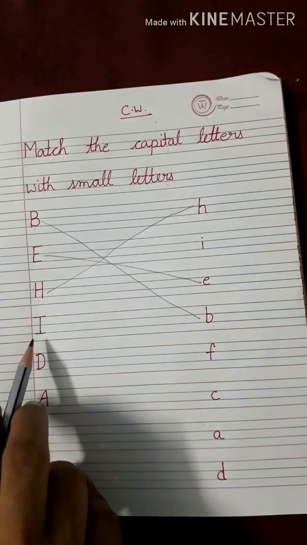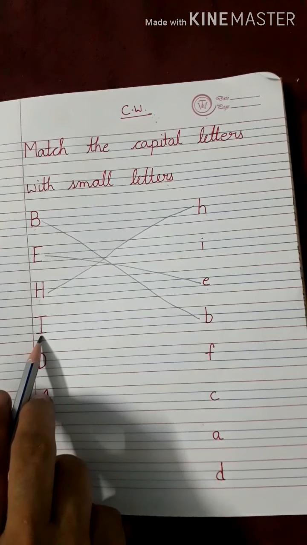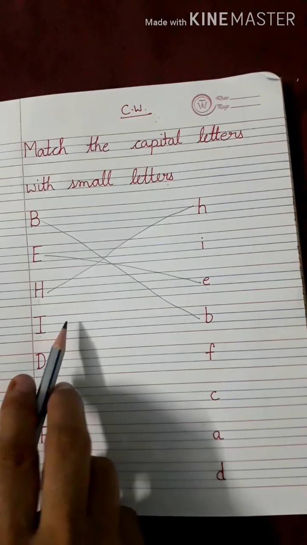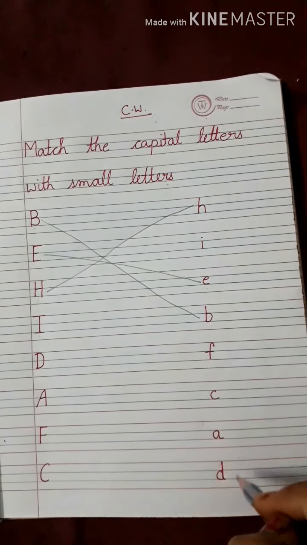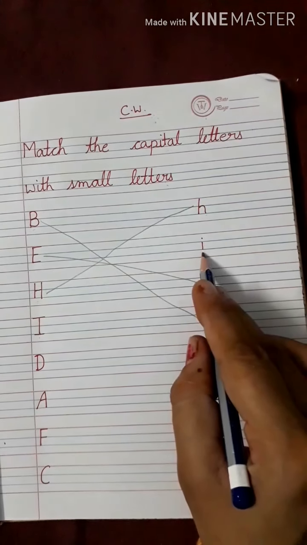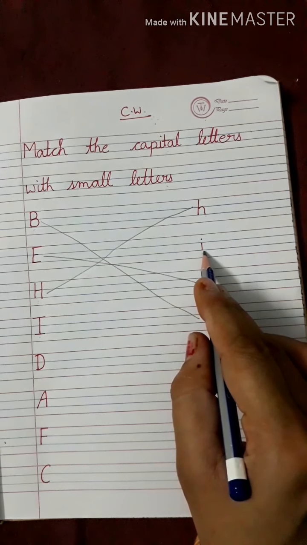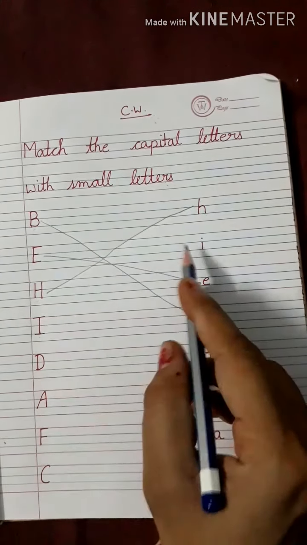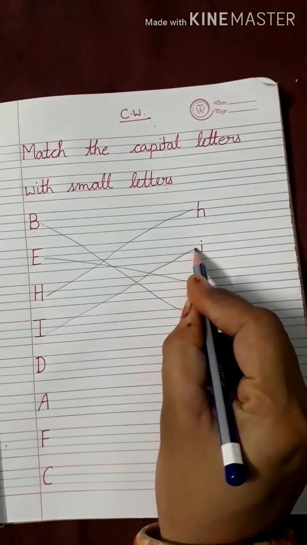Then next, capital I. Now we will find out small i. Where is small i? Yes, this is small i. Now we will match capital I to small i. Now match it.